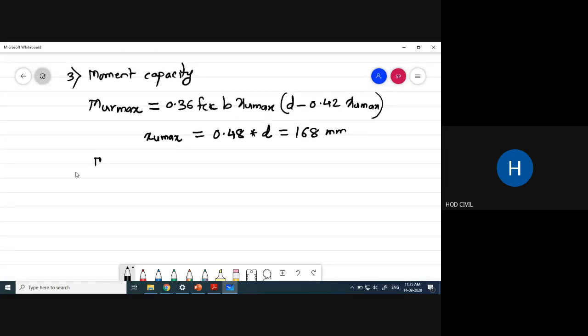Now put these values in the Mu R max formula and tell me what Mu R max you are getting. fck is 20, b is 230, xu max is 168, d is 350. Put all the values and tell me the Mu R max value. Yes, what is the value you are getting?